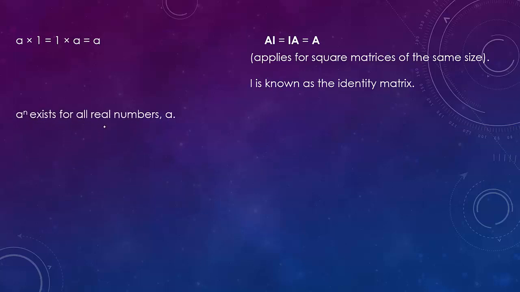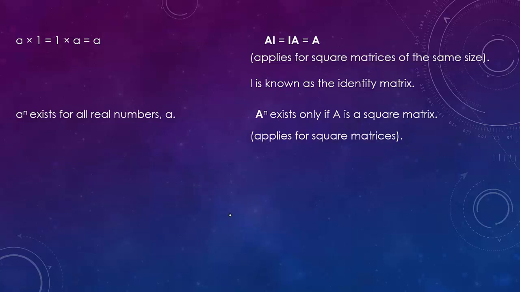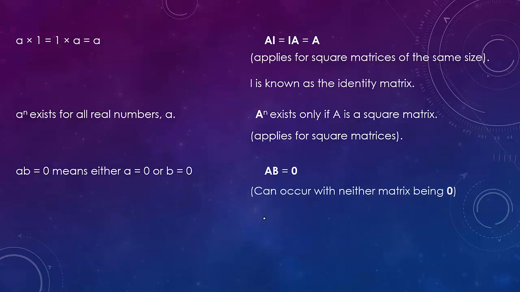A to the n exists for all real numbers A. So we know we can do 2 cubed, for example. A to the n exists only if A is a square matrix. So we can only find A squared if A is a square matrix. If we have A times B equals 0, that means either A is equal to 0 or B equals 0. This is the null factor law which we use to solve quadratic equations. If we have AB equals 0, that can occur with neither matrix being 0.